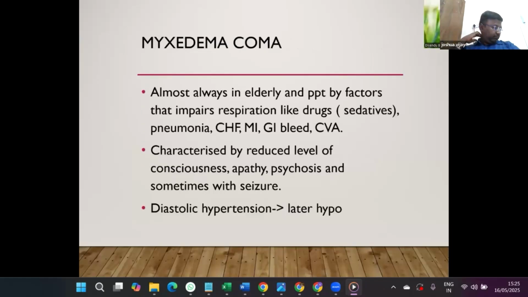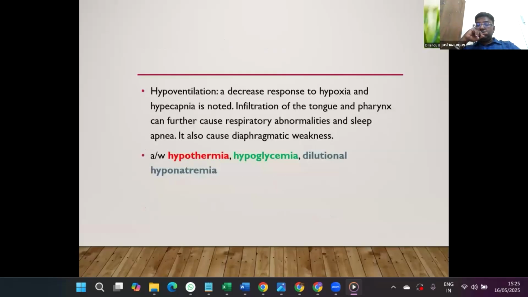Myxedema coma mostly occurs in the elderly and is precipitated by factors that impair respiration, like drugs, pneumonia, CHF, MI, GI bleed, or CVA. It is characterized by reduced level of consciousness, apathy, psychosis, and sometimes seizures. Diastolic hypertension is there, and later it can be hypotension. So, in a nutshell, myxedema coma is associated with hypoventilation and a decreased response to hypoxia, and hypercapnia is noted.